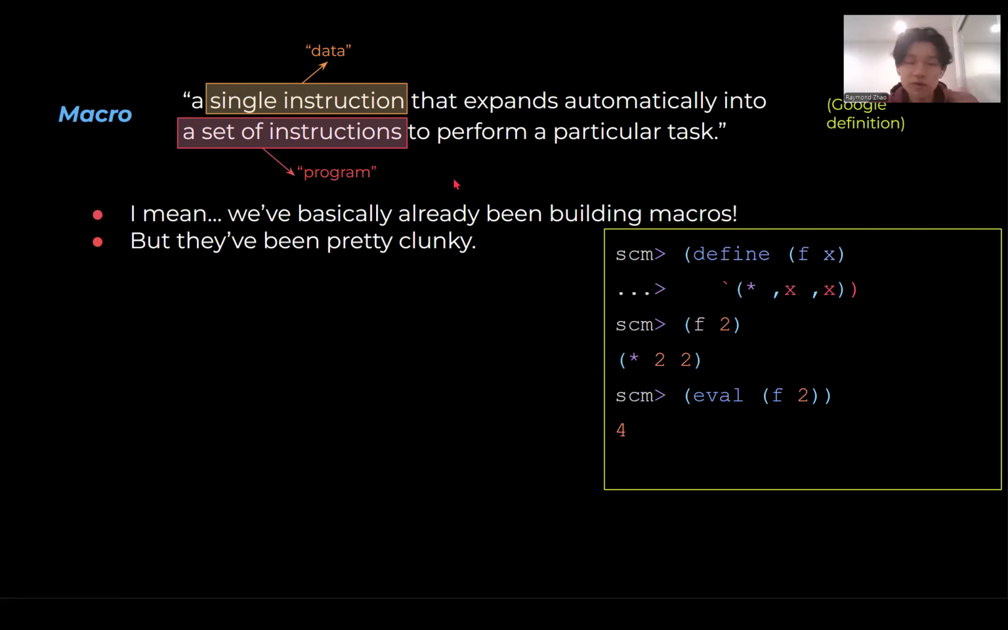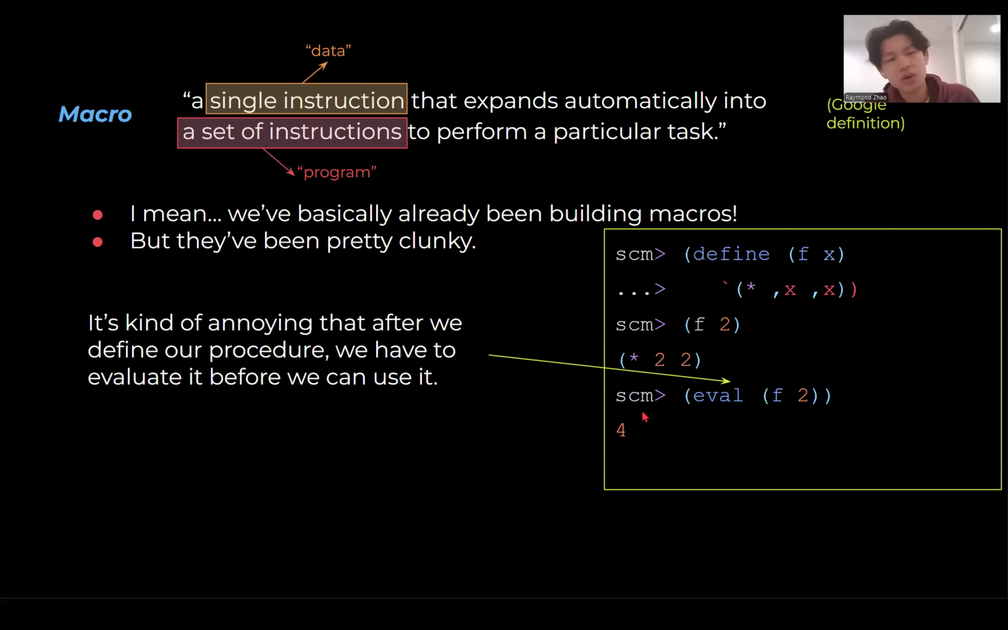So isn't that what we've been doing so far, right? When we wrote those functions to produce more code, we were sort of writing macros, but it was pretty clunky because I wrote this function and then that function produces more code. And then I had to hit that code with an extra eval to actually get the value I want. So, just a little bit annoying.